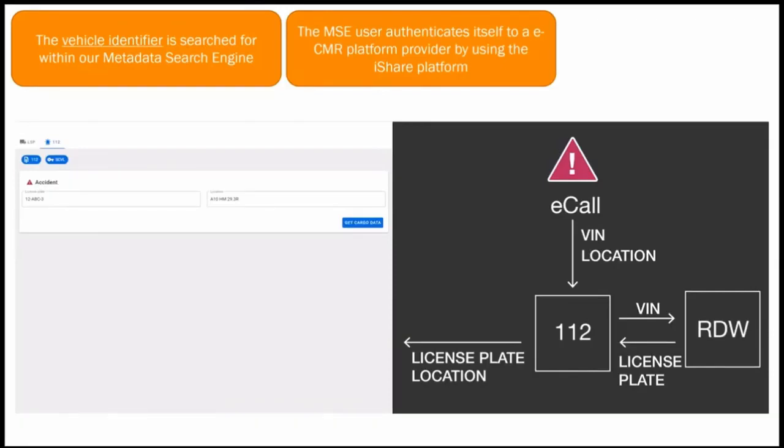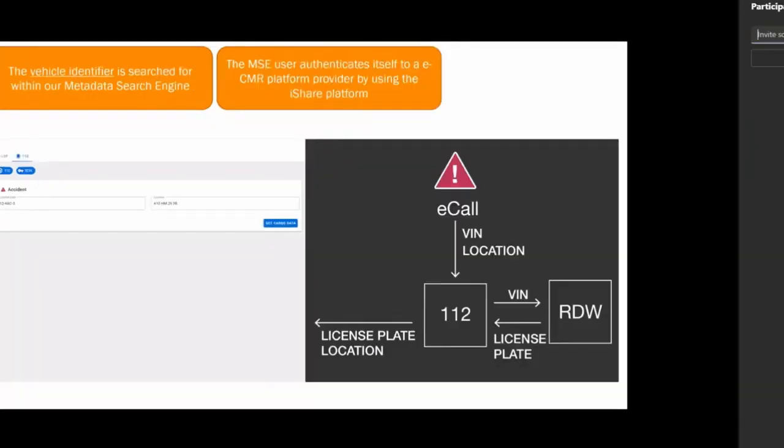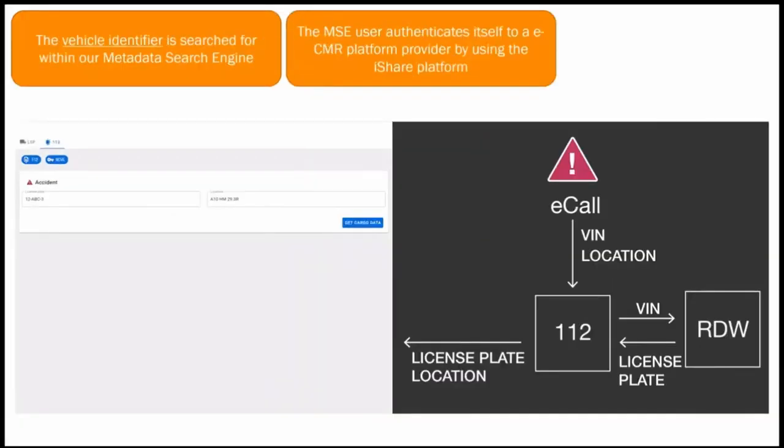Okay, so in our dream scenario, the 112 control room is going to make use of our great solution, where he is going to use the information he got from the eCall, so the license plate and the location, to request information about the cargo. So we'll get to that later in the live demo, and I'll show it to you as we actually do it. But this is just to give you a brief intro to that.